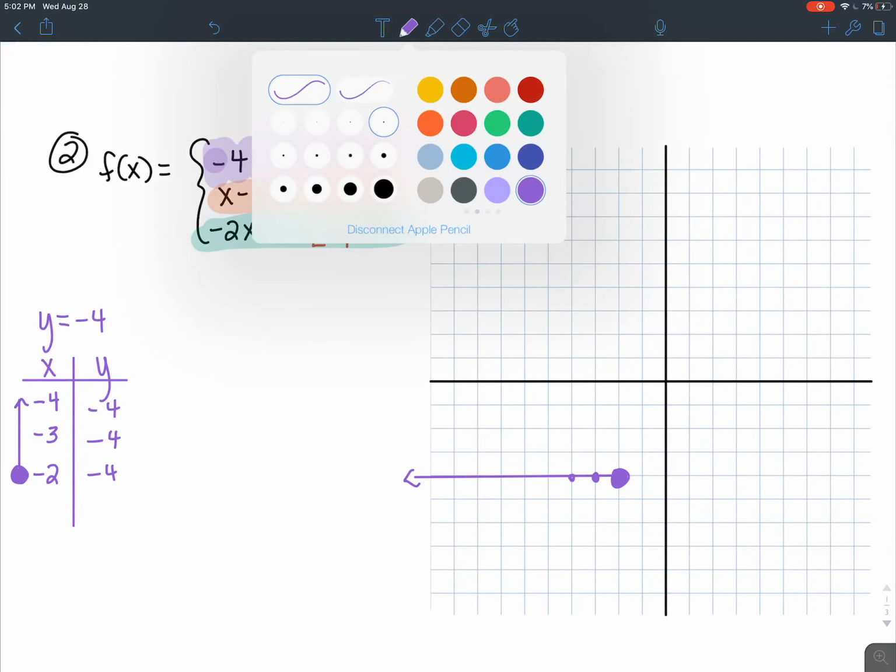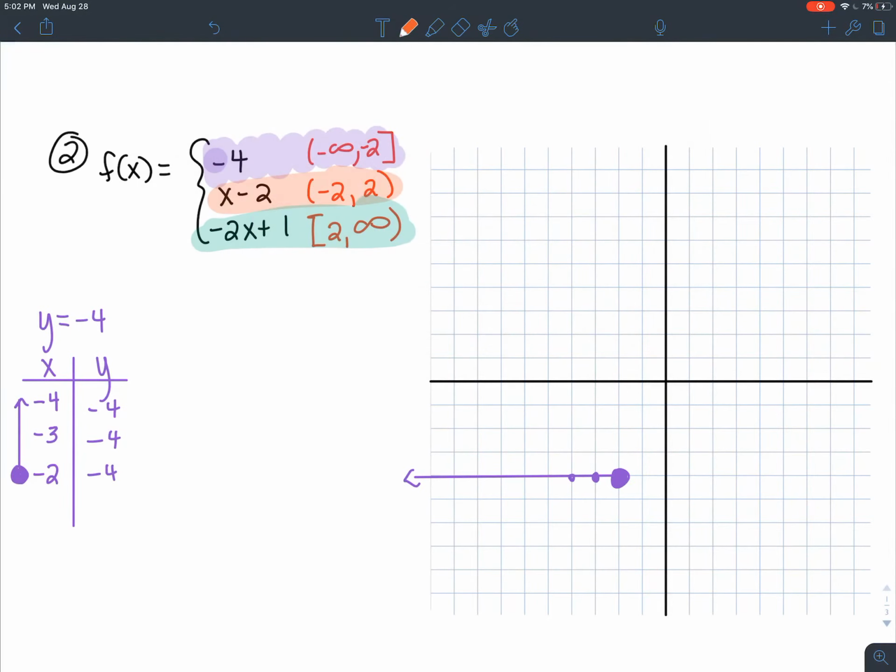All right, let's do orange. So I have y equals x minus 2.